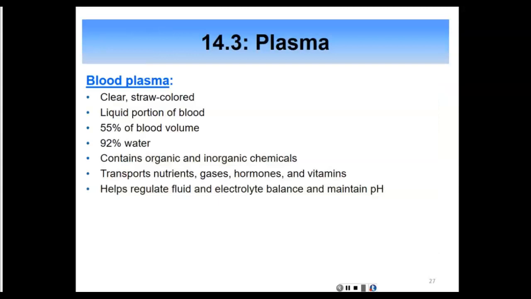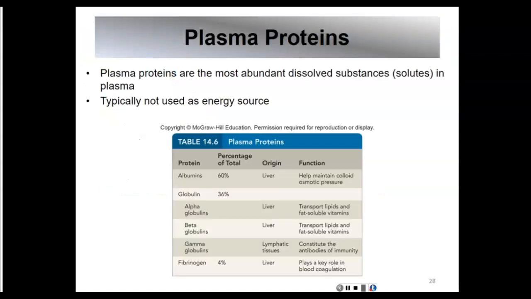Plasma. Plasma is the fluid, the liquid portion of your blood. It's clear and straw-colored, and it's 55% of the blood volume. It's made up of 92% water. It has organic and inorganic chemicals in it. It transports nutrients, gases, hormones, and vitamins. It helps regulate fluid and electrolyte balance and maintain your pH. There are plasma proteins in your plasma, and they're typically not used as an energy source.